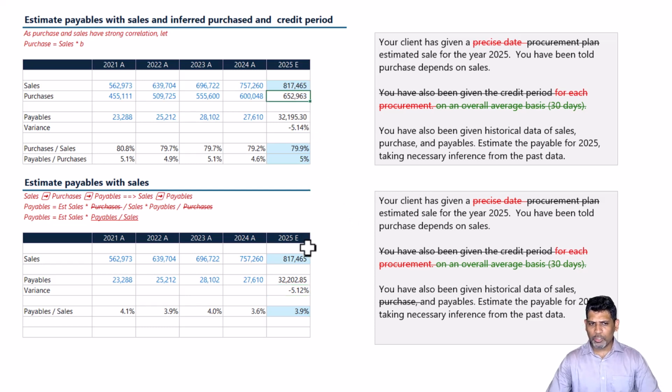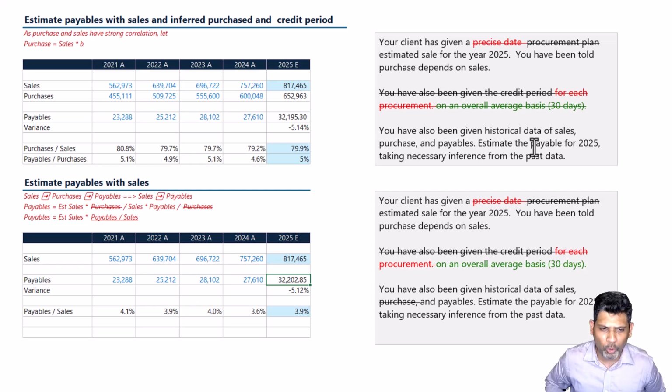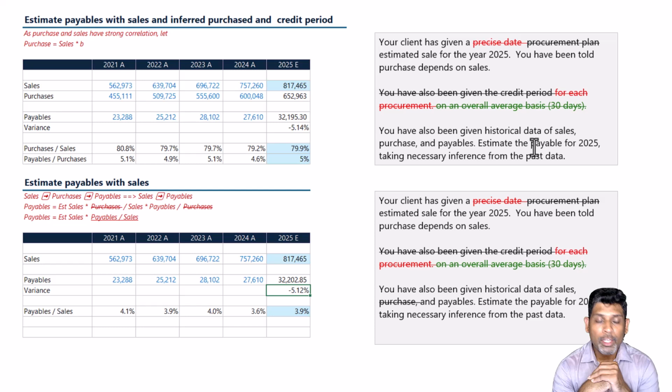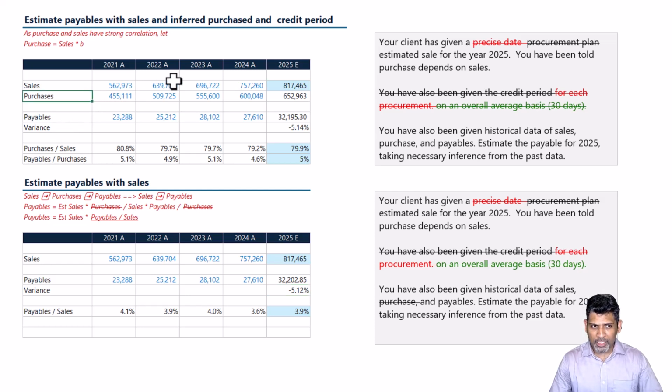Which is more or less within the mark we had earlier, close to the 32,195, 32,202, pretty close to each other. And the variance is also very much within that range, right? So when you don't expect the cost ratio to change, we could as well take payable as a function of sales directly. But why it might be appropriate to do it as a percentage of purchases is in case you have reason to believe that the cost ratio could change.